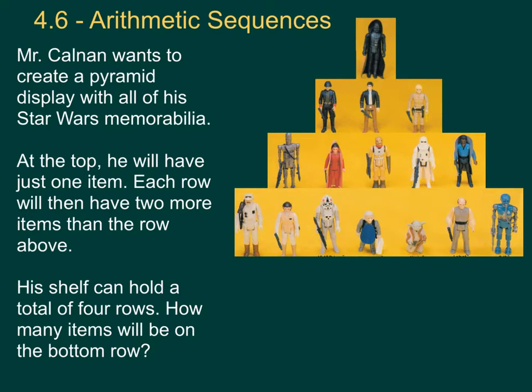So, not too bad there. We're just kind of following the pattern. In the first row, we had 1, and then we had 3, then we had 5, then we had 7. So just a quick pattern to follow. What if it involves a little bit more work? What would we have to do then?